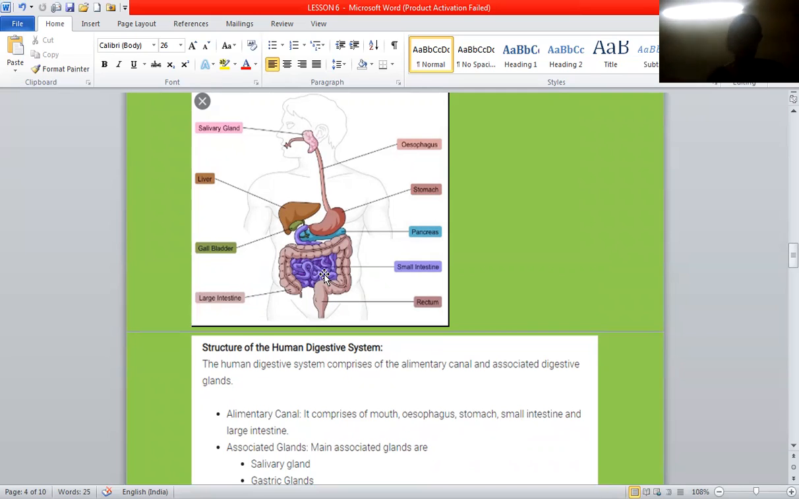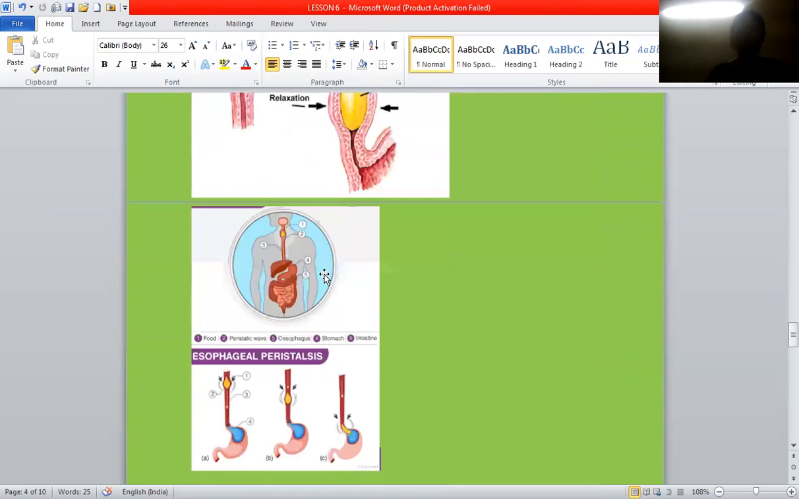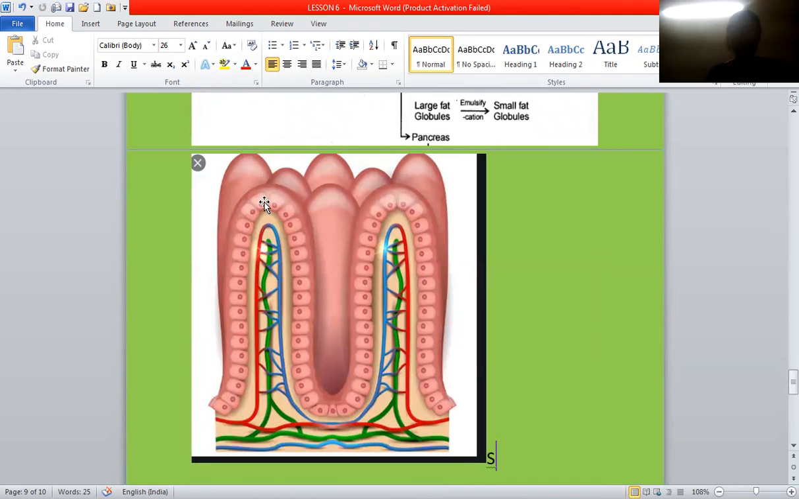In human beings, small intestine is about 6 meters in length. The intestinal wall, this is the inner side of the small intestine, has numerous finger-like projections known as villi. This is the cross section. We see these are on the inner side. Outer side it's like a pipe, but inner side it has these finger-like projections known as villi.